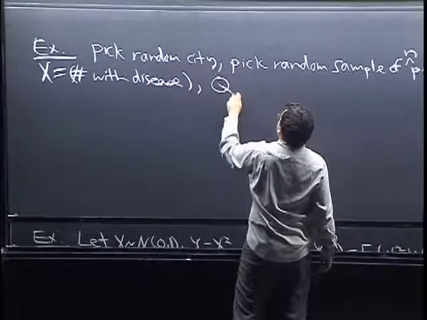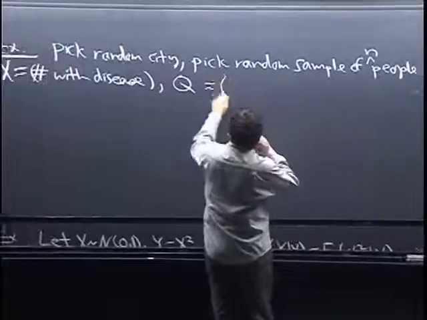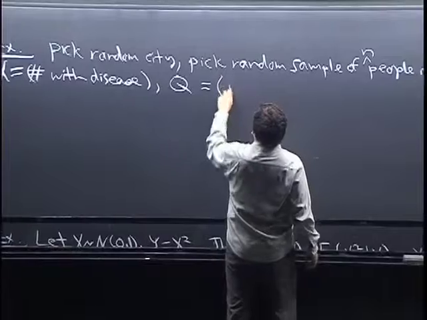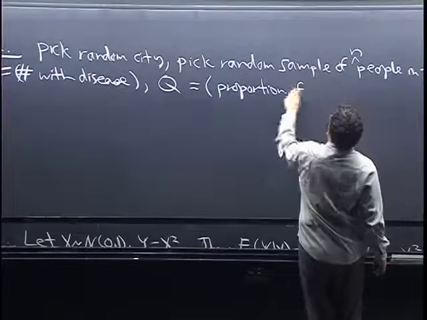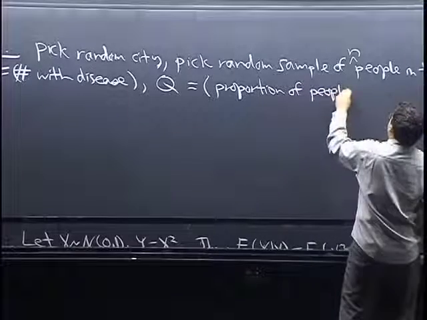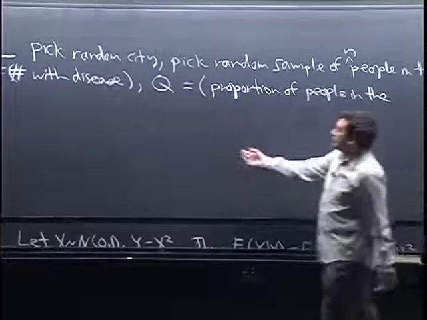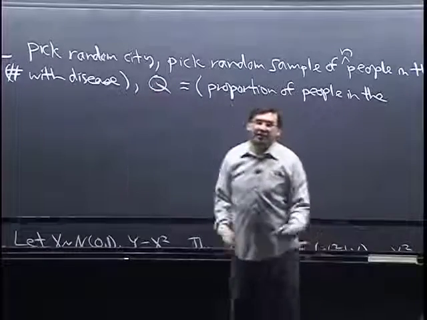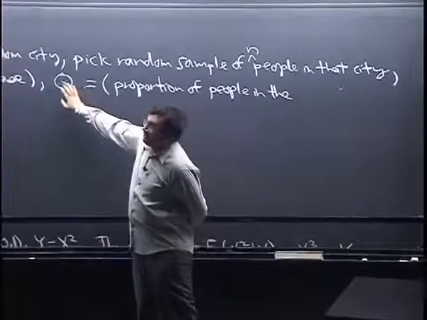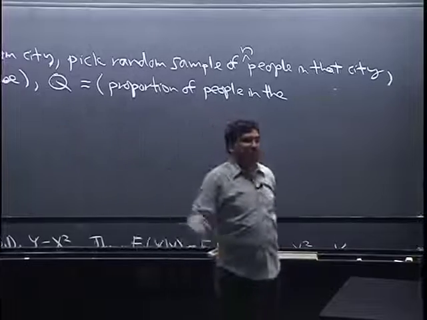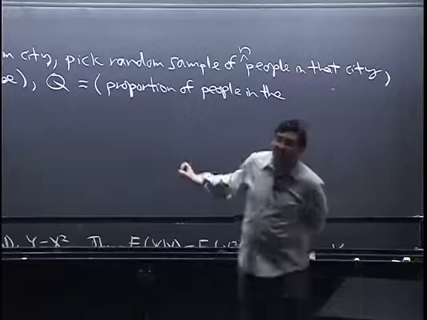And let's let Q equal the true proportion of people infected in the random city. So that is, once we've selected the random city, then Q is just literally how many people in that city have the disease divided by the number of people in that city. But I'm using a capital letter because initially it's a random variable, because different cities have different prevalences of the disease, and we're picking a random city. So that's a random variable.